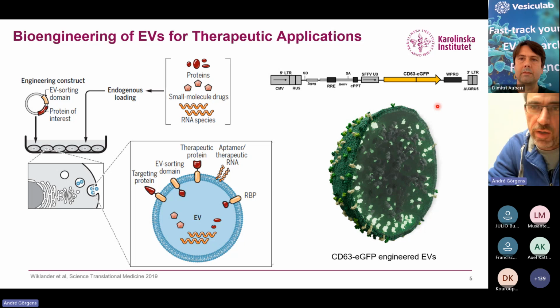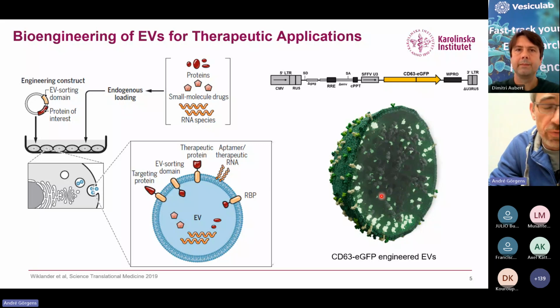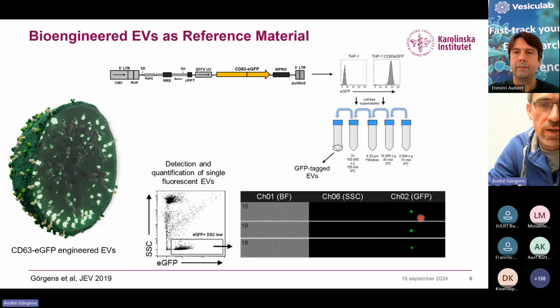And since CD63 goes at high abundance to EVs, this leads to the production of EVs that intravesicularly have a fluorescent tag. And of course, that's very helpful, especially if you're setting up a new method, because you know that the EVs, the things you're looking for, are actually fluorescently tagged, or whatever is fluorescently tagged is an EV.